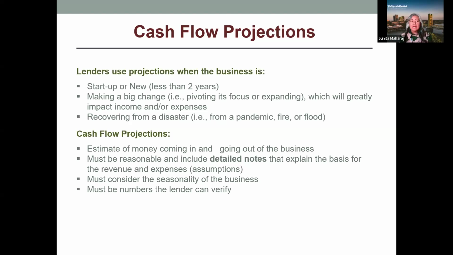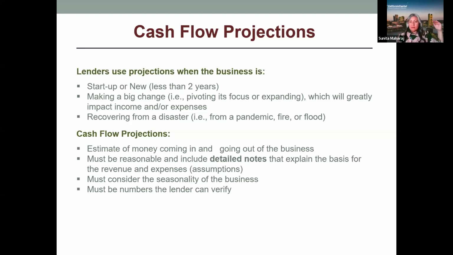Cash flow projections are an estimate of money coming in and also money going out of the business. So this is what we're expecting to see on there. It must be reasonable and include detailed notes that explain the basis for the revenue, expenses, and assumptions. And I say this because there's also seasonality that comes into play in many businesses.